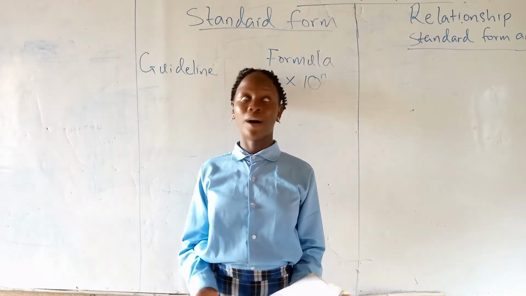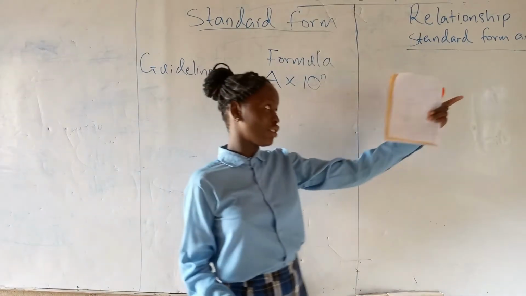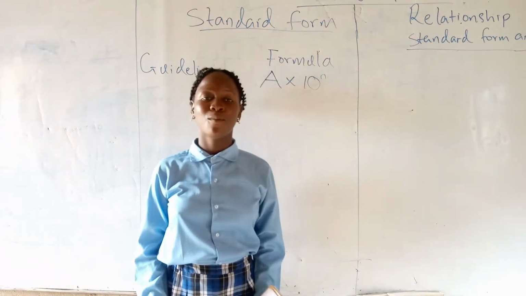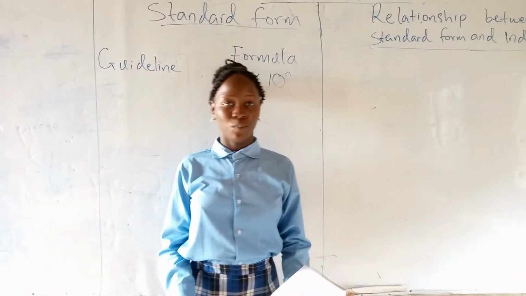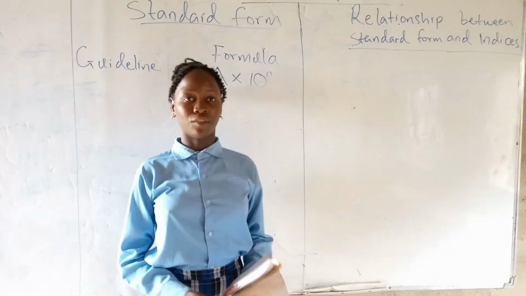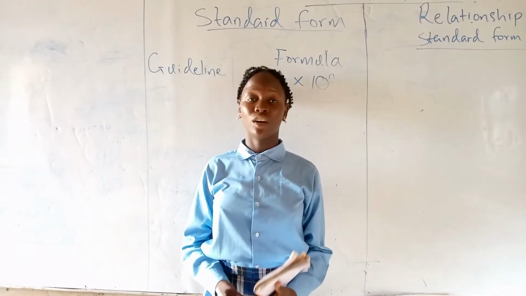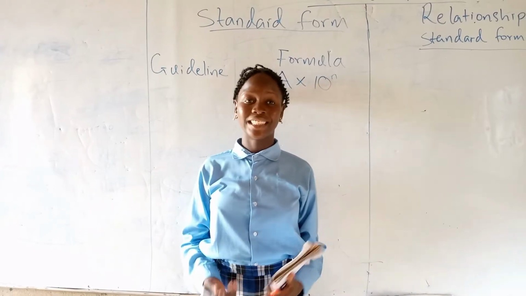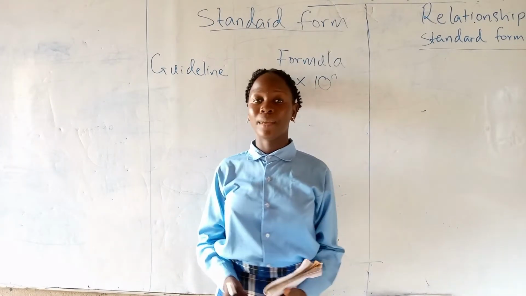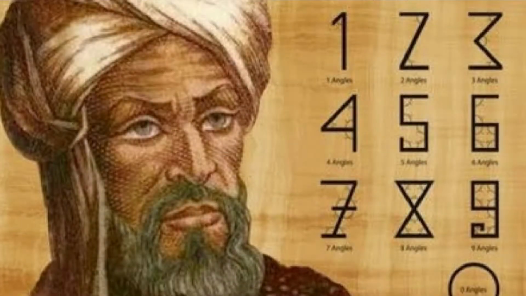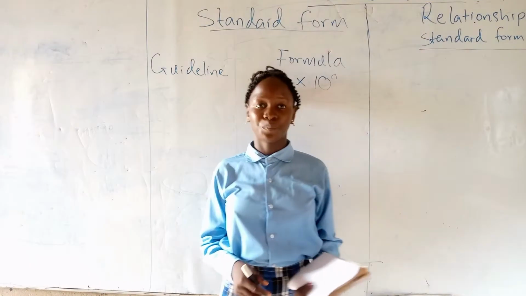I'm going to talk more about standard form and the relationship between standard form and indices. But before I get to that, let me tell you about the founder of standard form. Standard form was invented by a Persian mathematician in the 9th century named Muhammad al-Khwarizmi. He is often credited as the inventor of standard form.